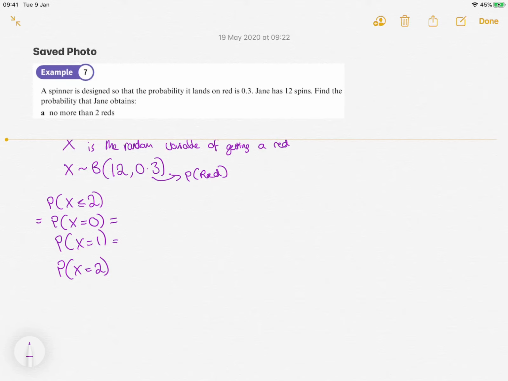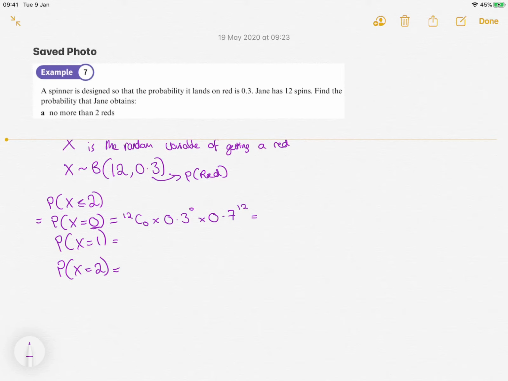To work that out the long way, we know that we can do nCr times the probability of success to the power of how many successes, times the probability of failure to the power of how many failures. So nCr in this case will be 12C0, which is 1, times the probability of success to the power of 0, because we never get a red in this case, times the probability of failure to the power of 12, because it happens 12 times.